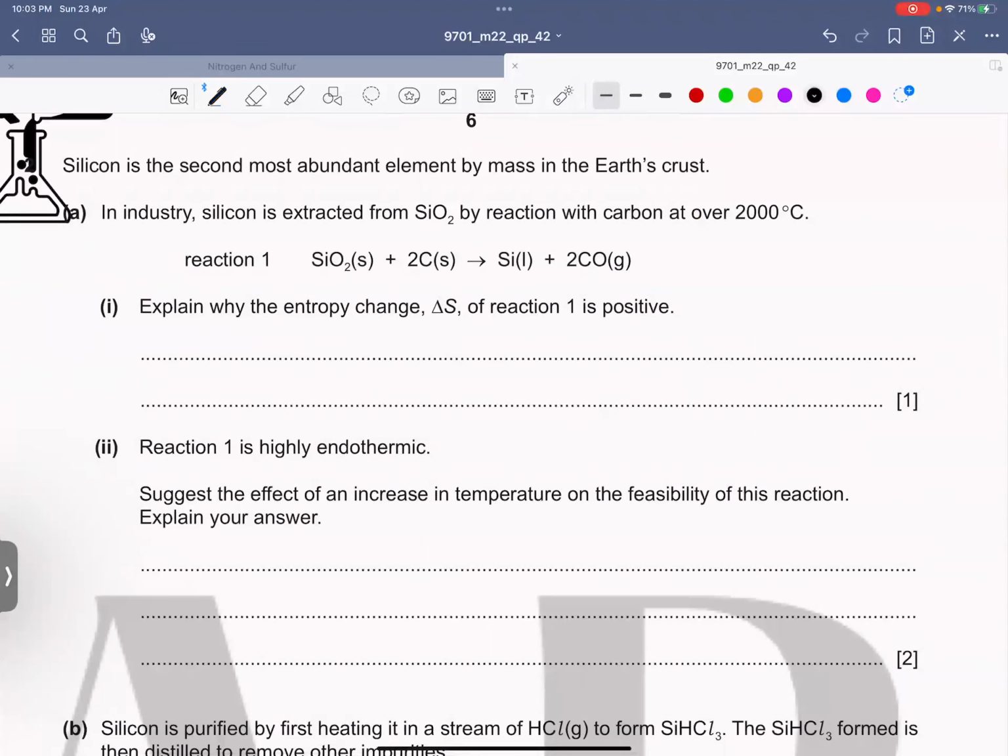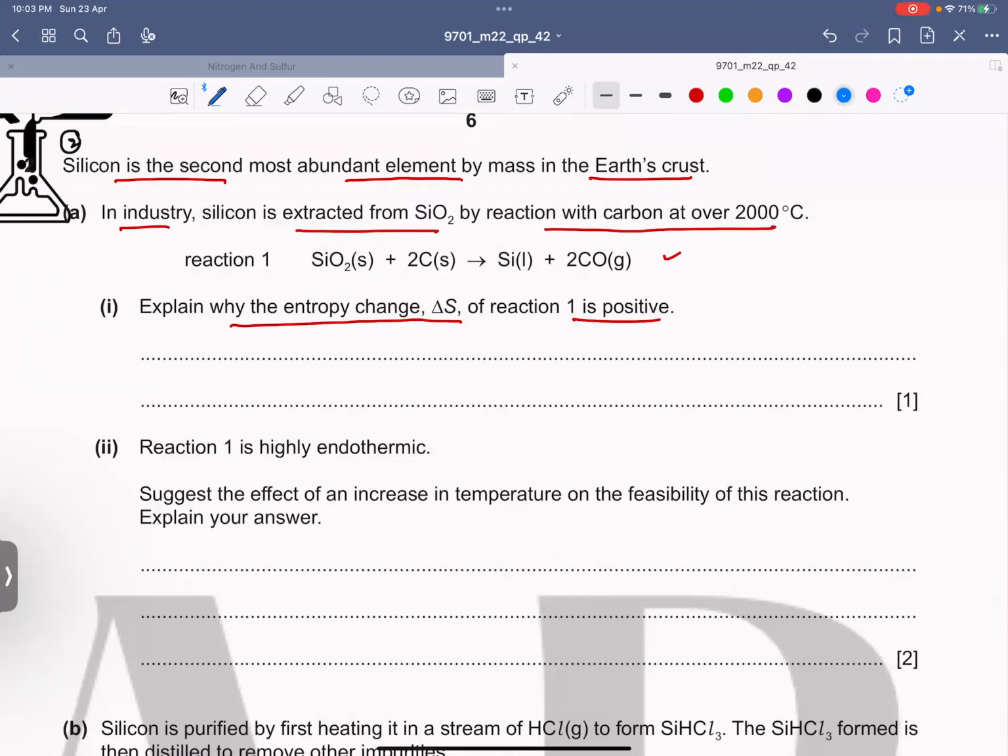Now, question number 2. Silicon is the second most abundant element by mass in the Earth's crust. In industry, silicon is extracted from SiO2 by the reaction with carbon at over 200 degrees Celsius. And here we have the reaction. Explain why the entropy change of reaction 1 is positive. Yes, who can answer this?